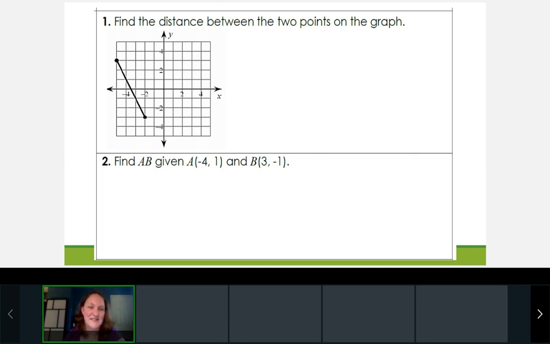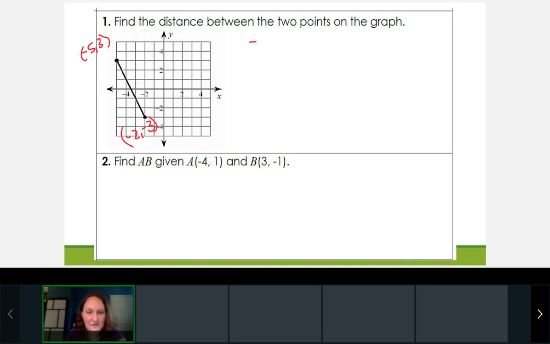Number 1 says find the distance between the 2 points on the graph. So to do that, using the distance formula, we need to know the coordinates of these 2 points. So we have to find the coordinates of each point. I go left 5 and up 3. So the coordinate of that first point is -5, 3. The other endpoint is, what is this, -2, -3.